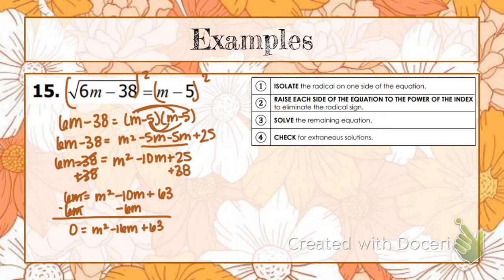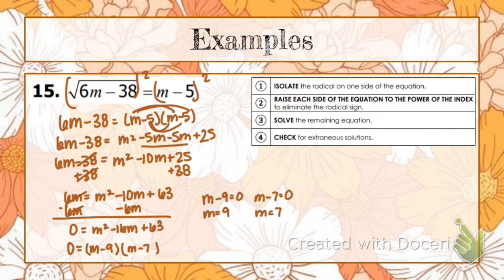And then whenever we want to solve a quadratic equation that's set equal to 0, we factor it and then set each factor equal to 0. So we have m. We want things that multiply to get 63 and add to get negative 16. So that's going to be negative 9 and negative 7. So then we set each of those equal to 0. So we have m minus 9 equals 0 and m minus 7 equals 0. So we're going to find that m can equal 9 and m can also equal 7.